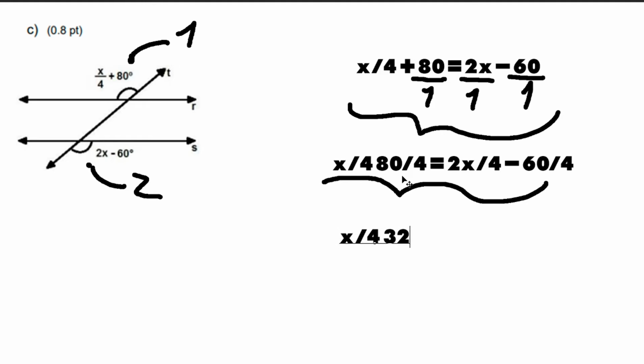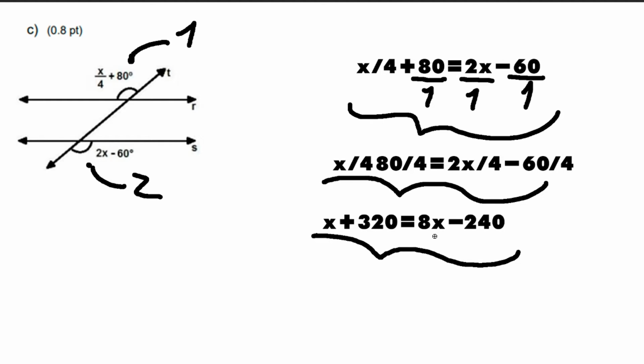80 times 4 is equal to 320. Okay, and it's positive, so we make sure to put positive here. 2 times 4 is equal to 8, obviously, so we're going to put 8x, minus 60 times 4, which is equal to 240. And because all of them have the same denominator, now we can just delete this from here. Now what we want to do is to add both of these, and make it like this, plus negative plus 140, which is going to give us an equation like this.